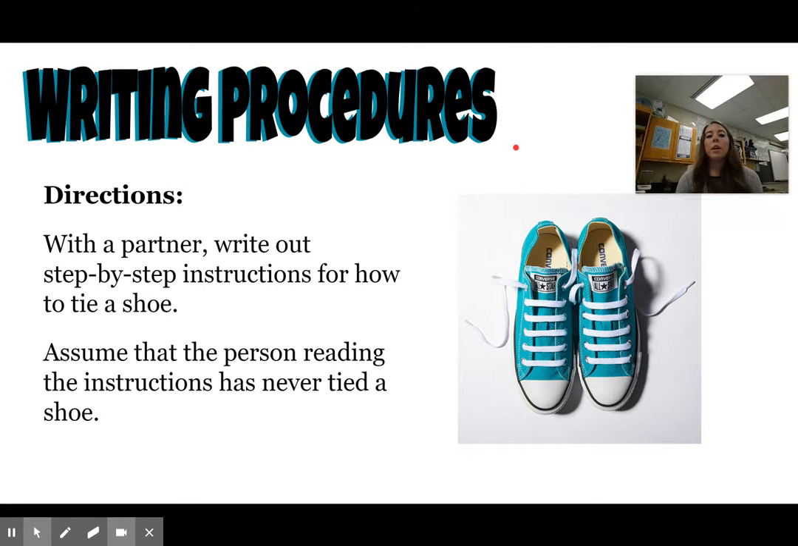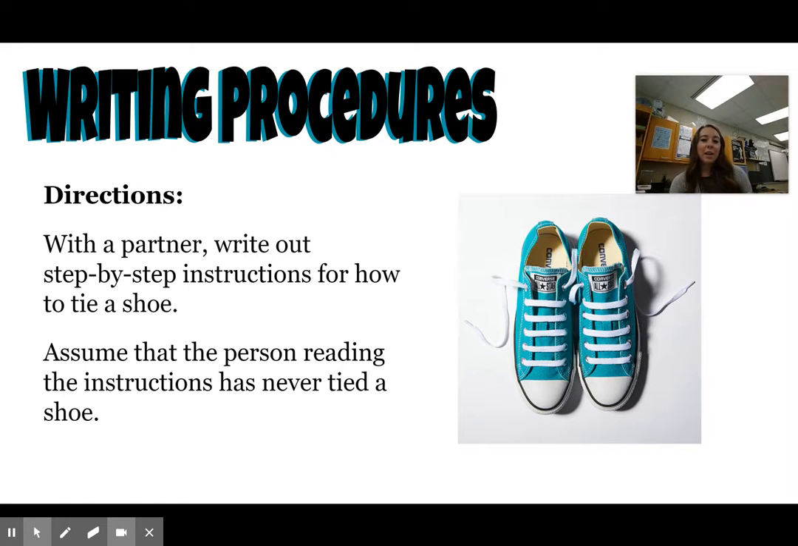All right, so now let's think about writing procedures. So I want you, it says with a partner, but obviously we're not in school right now, so you're going to do this on your own. I want you to take a moment and write out step-by-step instructions for how to tie a shoe. And I want you to assume that the person reading what you write has never tied a shoe before. So you could think maybe like a kindergartner or first grader, somebody learning to tie a shoe, or even somebody older who's maybe never tied a shoe. So take a moment, pause the video, and write out step-by-step instructions for how to tie a shoe.